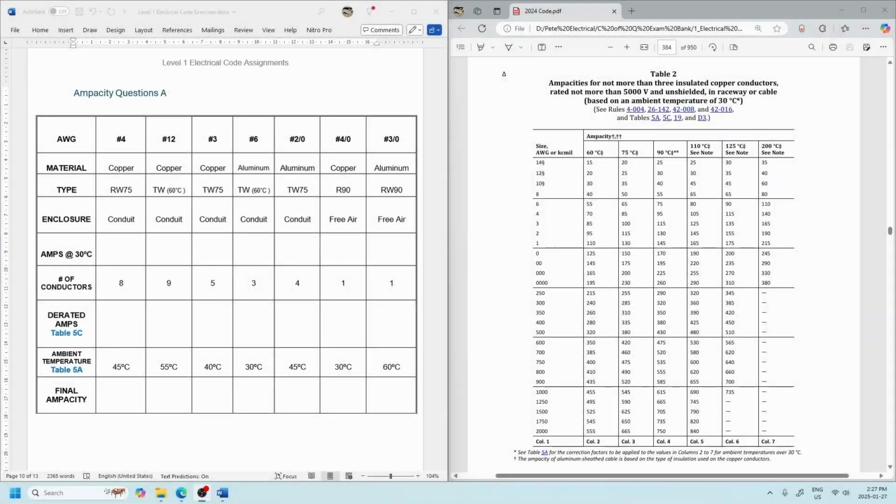Okay guys, we got some additional ampacity questions to go through here. You have this in your handout, but if you don't, if you're just looking at this from the video, then write down these values and see if you can finish off the chart, and then we'll bring up the answers.